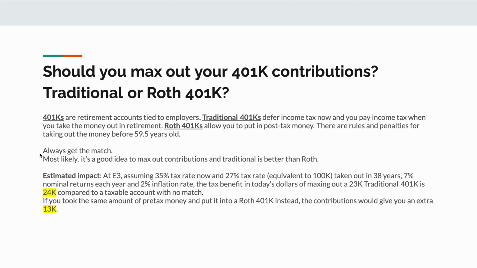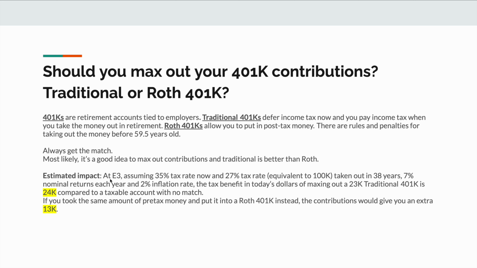Okay, if your program has a match, you always want to get the match. That is basically free money. So you should always be contributing up to the match. Most likely, it's going to be a good idea to max out your contributions up to the limit that is there. And generally, it's better to use the traditional over the Roth.